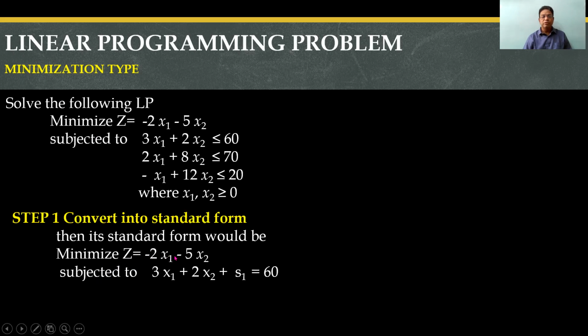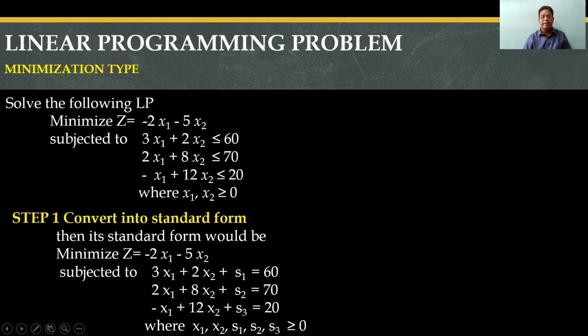Z equals minus 2x1 minus 5x2, minimize, subject to 3x1 plus 2x2 plus s1 equals 60. The second constraint 2x1 plus 8x2 less than or equal to 70 will become 2x1 plus 8x2 plus s2 equals 70. And the third constraint minus x1 plus 12x2 less than or equal to 20 will become minus x1 plus 12x2 plus s3 equals 20. We have two non-negativity restrictions, x1, x2 greater than or equal to 0. And to this, we will also add s1, s2 and s3 greater than or equal to 0.